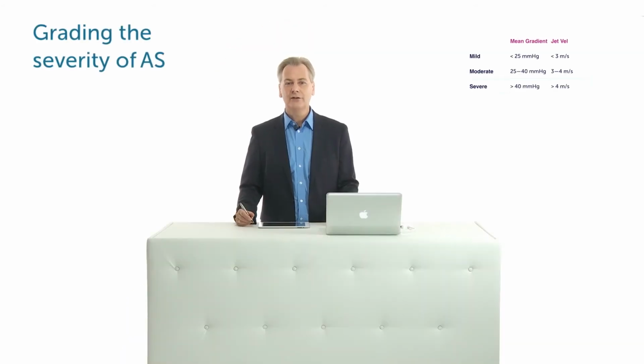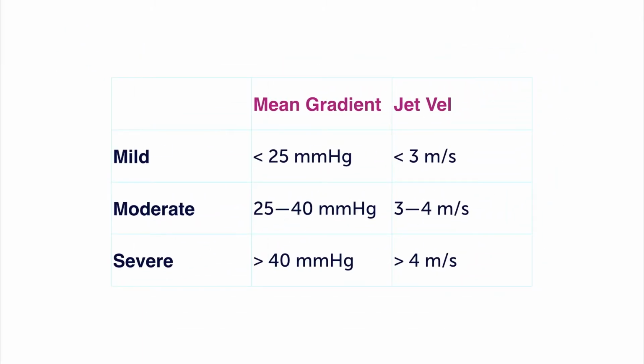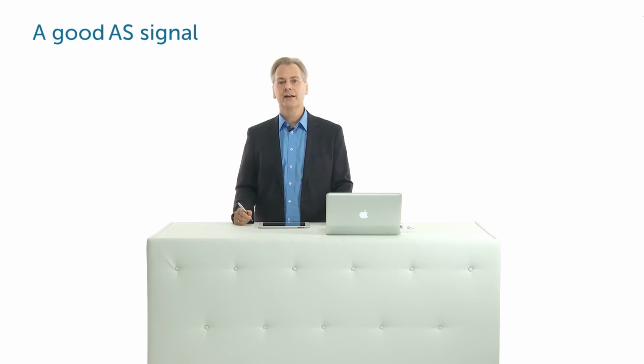Based on these gradients, you then quantify the severity of aortic stenosis. If the mean gradient is below 25 millimeters of mercury, you would call aortic stenosis mild. Between 25 and 40, it's moderate, and above 40 millimeters of mercury, severe. You can also grade via the maximum velocity, but beware that there might be discrepancies. So you should usually rely more on the mean gradients than on the maximum velocity or the maximal gradients. But measuring gradients is only one side of the story. It's also important to know how to obtain a very good signal. And this we're going to show you right now.